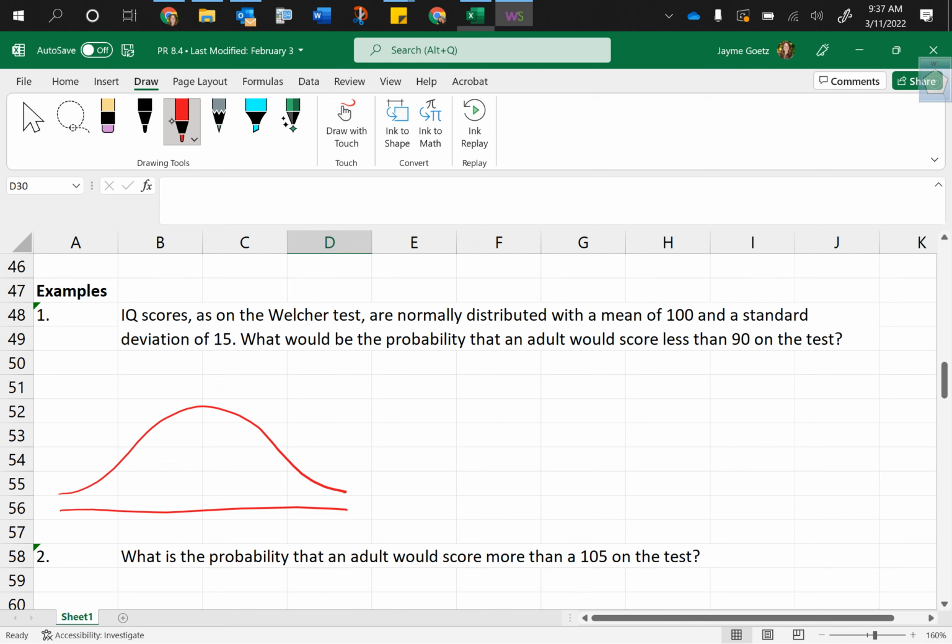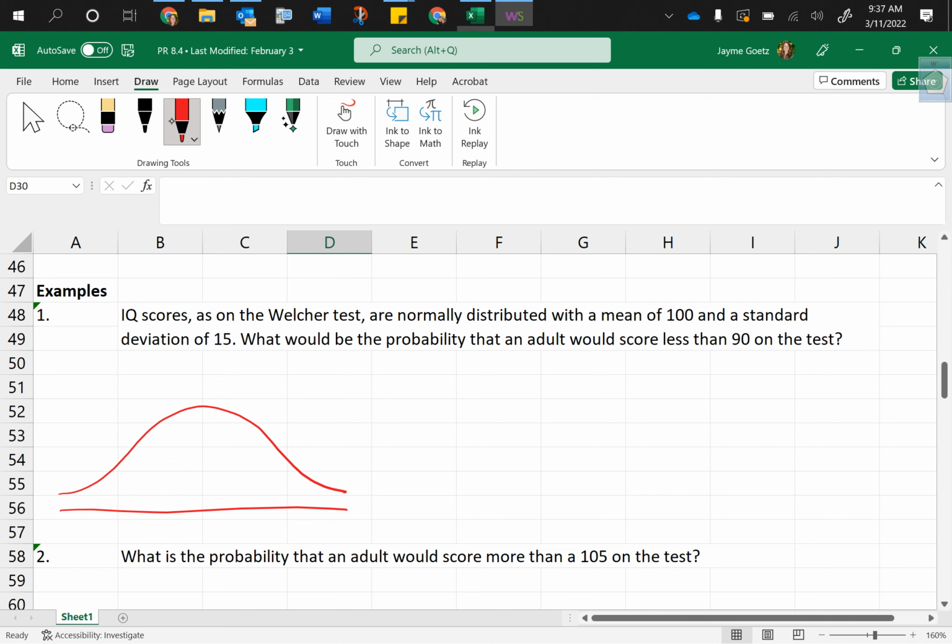It does say next, what would be the probability that an adult would score less than 90 on the test? So would that be on the right side or the left side of my mean? Left side. So I'm going to put where 90 is going to be about, okay? And it wants less than 90, so it's going to be shaded this direction. Okay, what would be the probability that an adult would score less than 90 on the test?